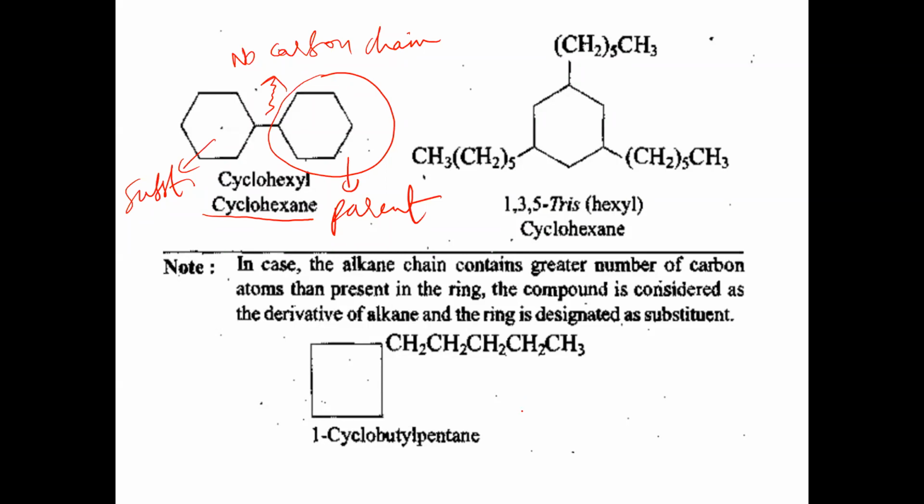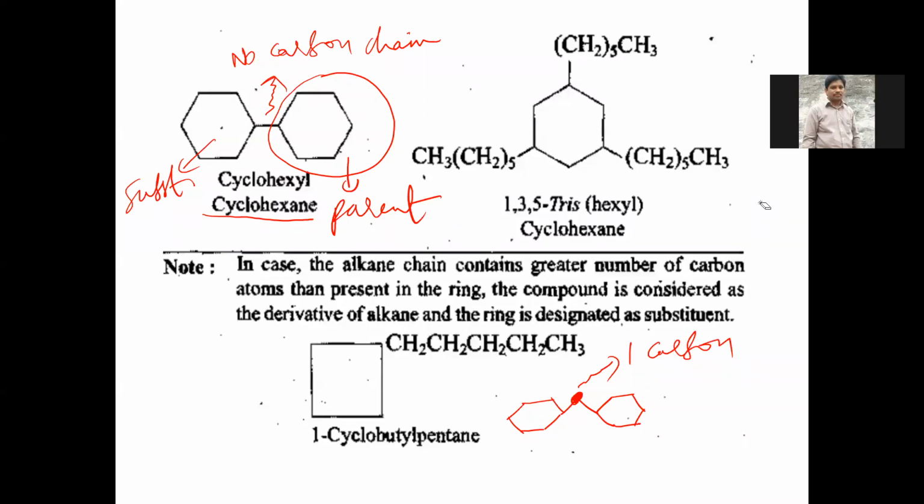Suppose if you take the structure like this, here cyclohexyl ring, bond. Now tell me what is the name of this? Between this cyclohexyl and this cyclohexyl, how many carbon chain is there? 1 carbon chain. So this 1 carbon is there between these two. 1 carbon chain means what? It is methane. So parent should be methane.